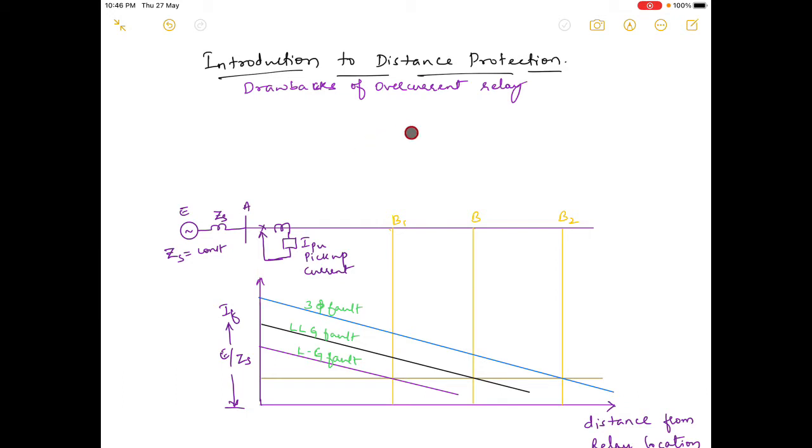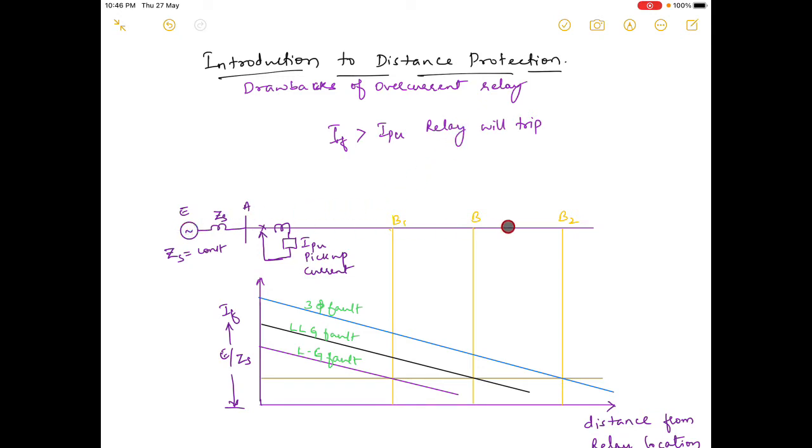See, we already have seen overcurrent relay, and overcurrent relay trips if the fault current is greater than the pickup current. So we have set some pickup current. If the fault current is more than that, then the relay will trip, correct. So that is about the overcurrent relay. First we'll talk about the drawbacks of overcurrent relay, then we'll go to distance protection.